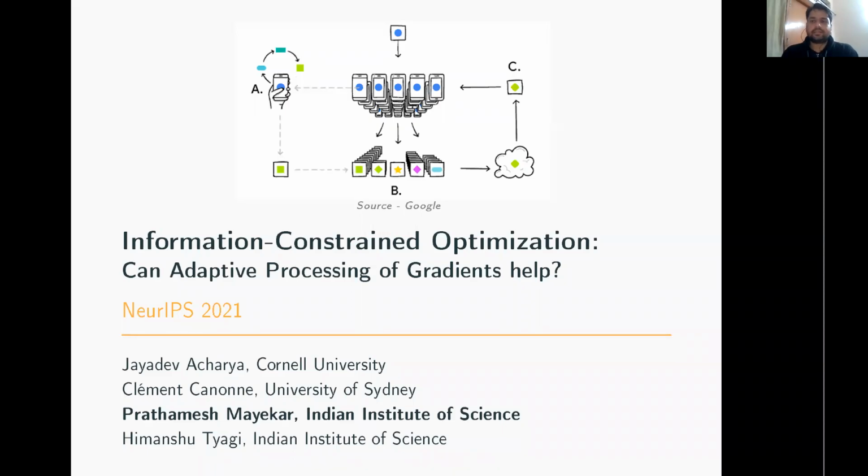Hi all, I'm Prathamesh. I'll be talking about information constraint optimization. This is joint work with Jaydev Acharya, Clement Canonne, and Himanshu Tyagi.